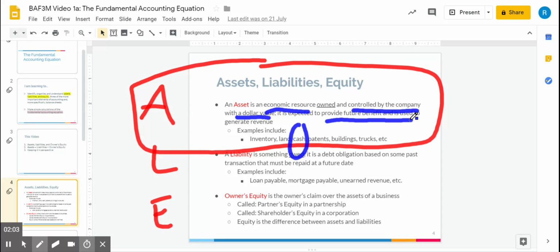Okay, so some other examples. Another couple easy ones: trucks and buildings. If a business owns trucks or buildings, we would list them as assets at the value of the truck or the building at the time we bought it. We'll talk about that later when we talk about the cost principle.